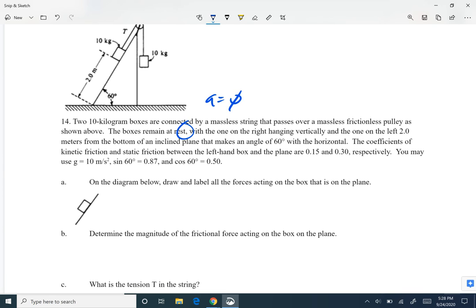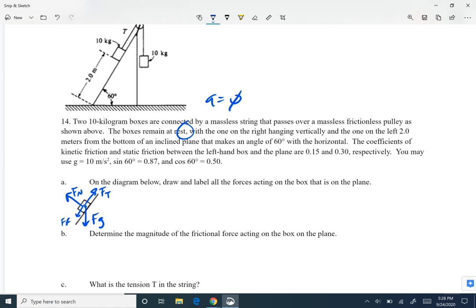First step is to draw on our diagram, labeling all the forces. So we're just going to make an FBD. We are on Earth, so there is force gravity. We are on a surface, so there is force normal, and it is perpendicular to our surface. There is force tension from our string, and there is also force friction because they told us there's friction. It's what's holding it in place.